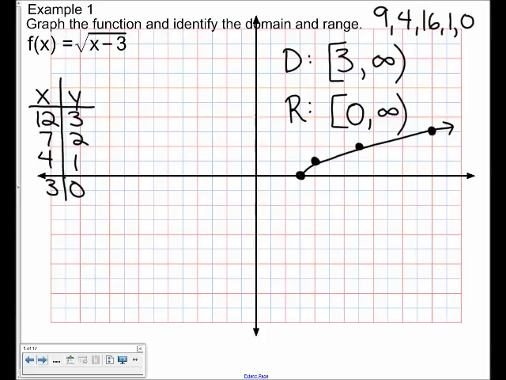So make sure you don't go on forever on this one. Do you see how I'm not going this way forever? Okay, if it's a square root, only one direction.